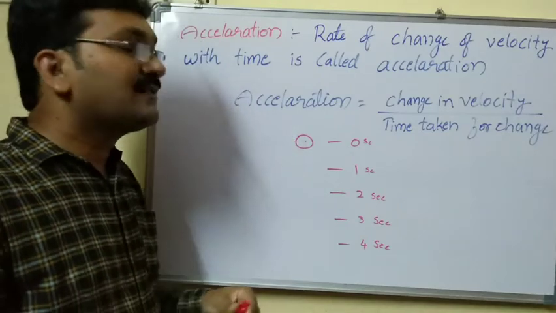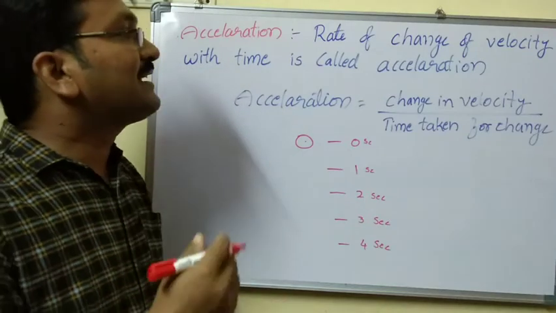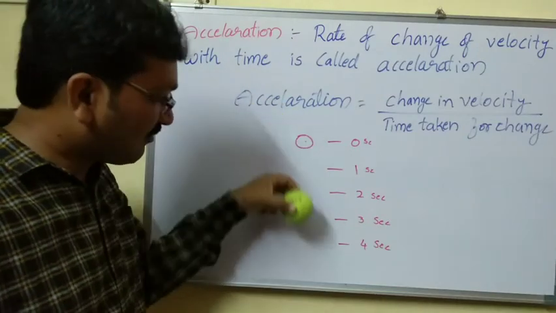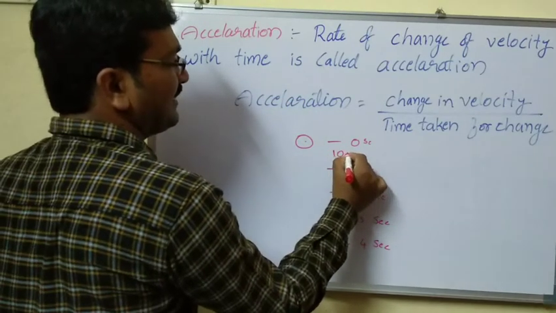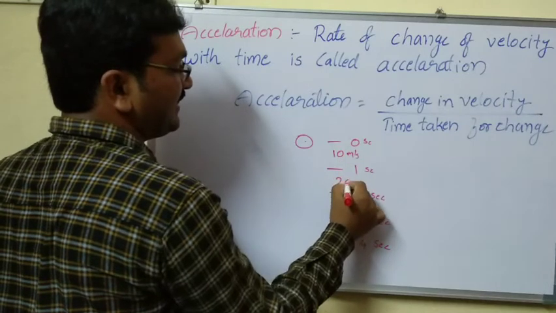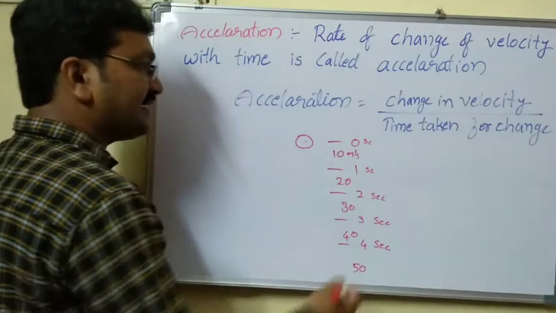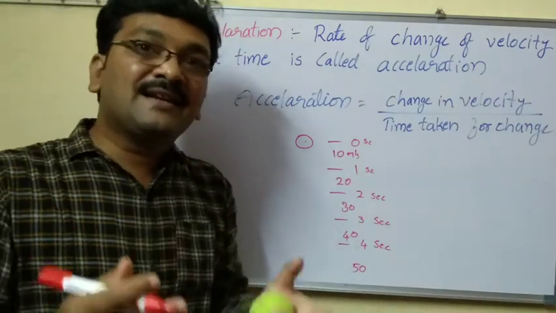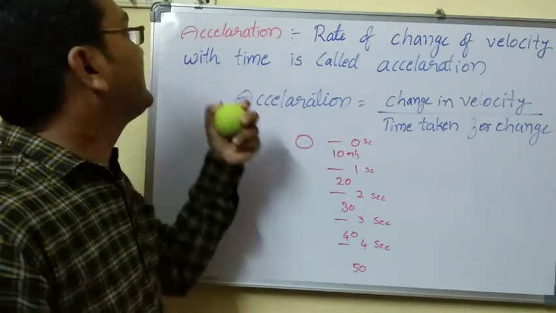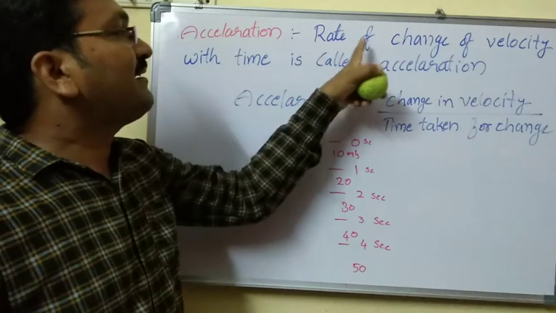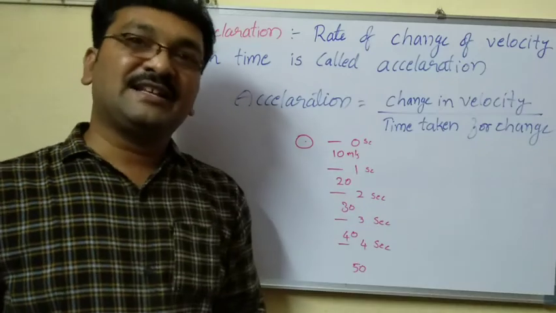So this is the rate of change of velocity. It is coming in the downward direction. Now here it's 10 meters per second, here 20, here 30, here 40, later 50. It goes on. Each second it is changing its velocity, so we say that is acceleration. Rate of change of velocity with time is called acceleration. Okay, got an idea?